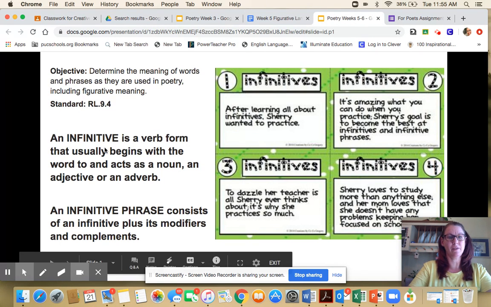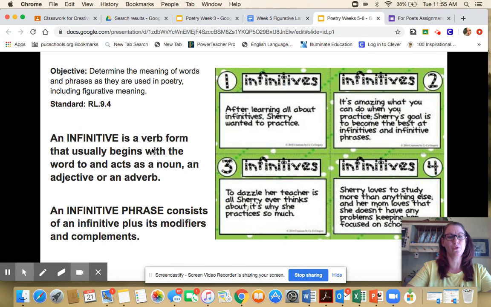Basically, an infinitive is a verb that usually begins with the word to, but it acts as a noun. So here's an example, infinitives, example 1. After learning all about infinitives, Sherry wanted to practice. So here in this sentence, wanted is the verb and to practice would be the infinitive.